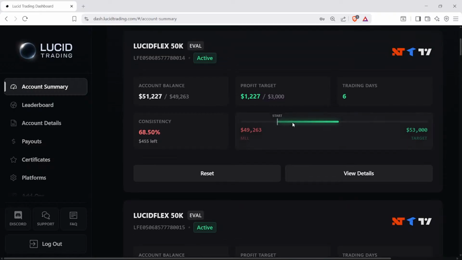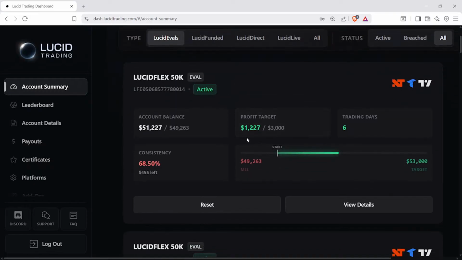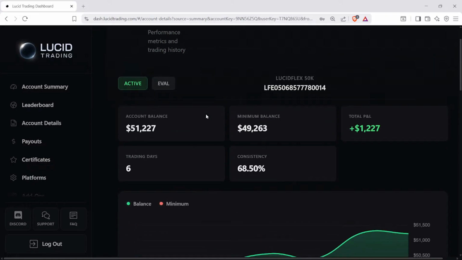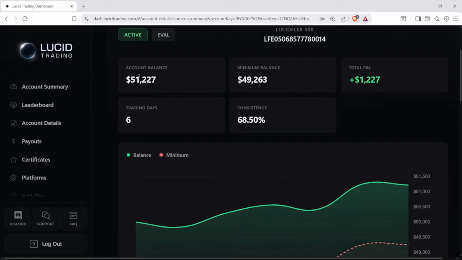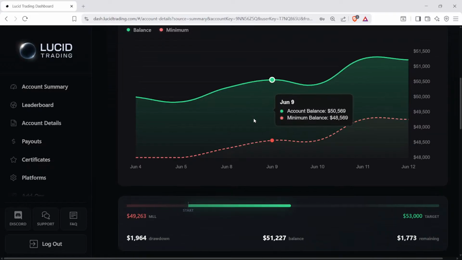All right, so we got 2 accounts. This is the first one. My second one is here. We'll get into that. I'll go through my first one first. Few details. So my evaluation account, same thing, minimum balance 49, total profit 1,200 some change, 6 trading days consistent. We just went over that. Now here's the chart, the graph chart of my progress.